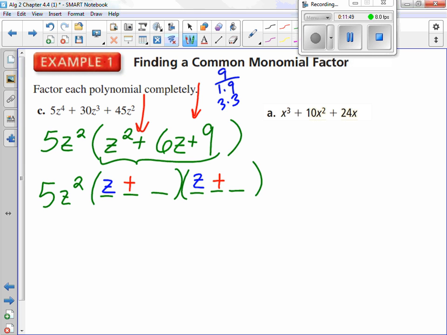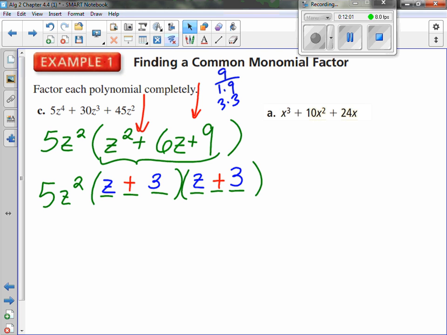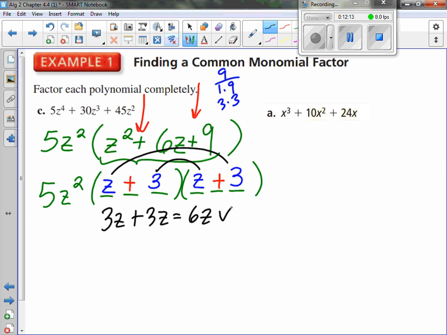Now the factors of 9, there's only 2 sets of factors. We have 1 and 9 and 3 and 3. So which ones would we use? 1 and 9 or 3 and 3? 3 and 3. And if we check this here, z times 3 would be 3z, and 3 times z would be plus 3z, which gives us a positive 6z, which is exactly what we wanted.